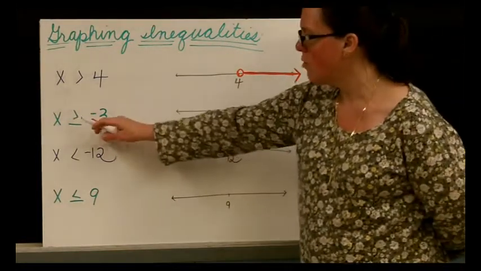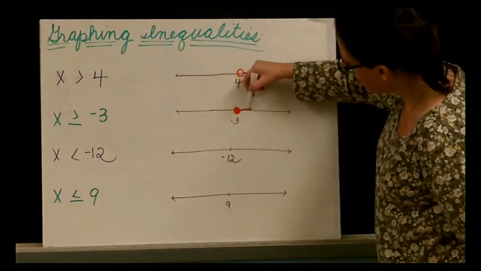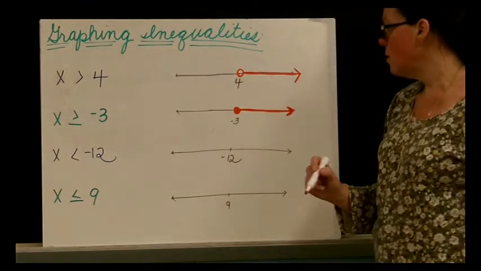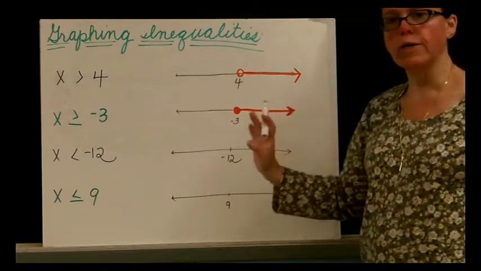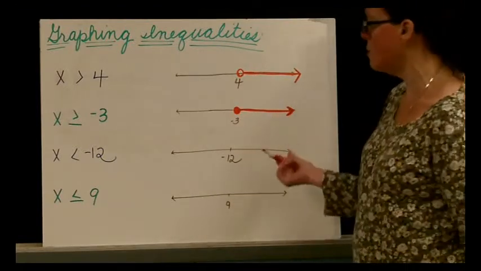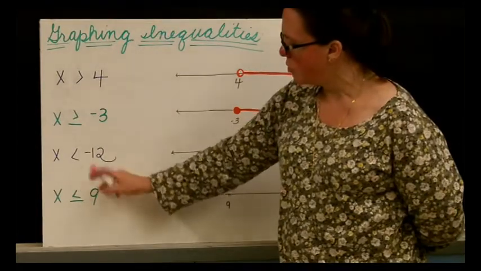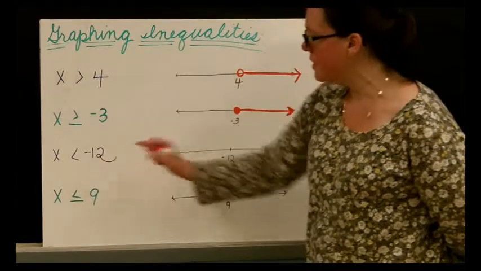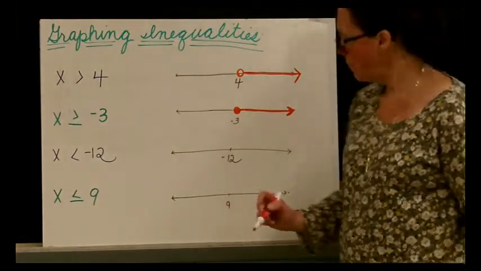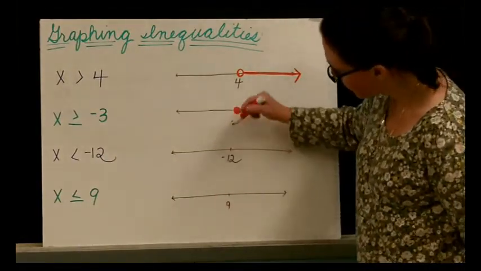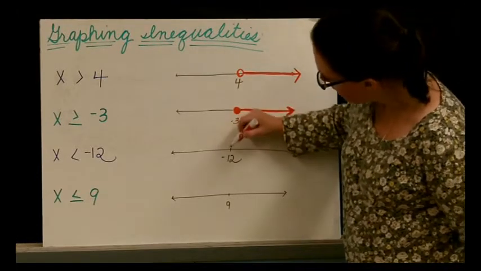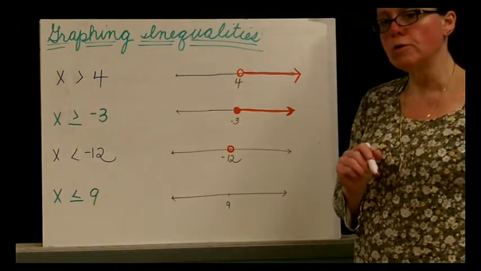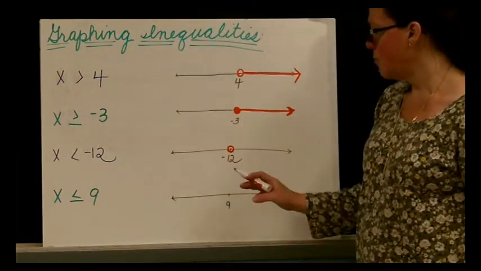And again, we're working with greater than, so we draw our arrow here again to the right, because all the numbers to the right of negative 3 on the number line are greater than it. And now we have 2 less than inequality statements. Here we have x is less than negative 12. So here I have our negative 12 on the number line. Because the numbers are less than, I have an open circle over negative 12.